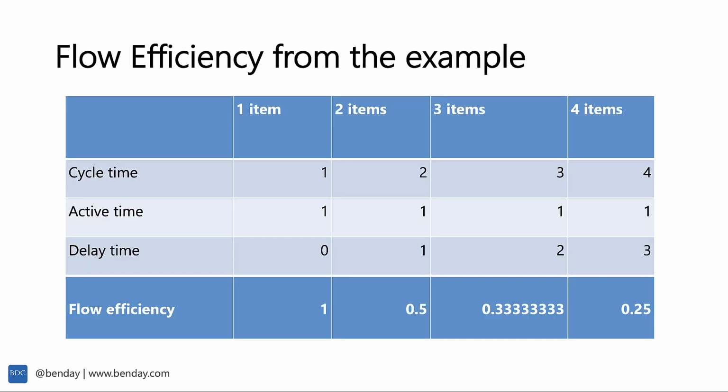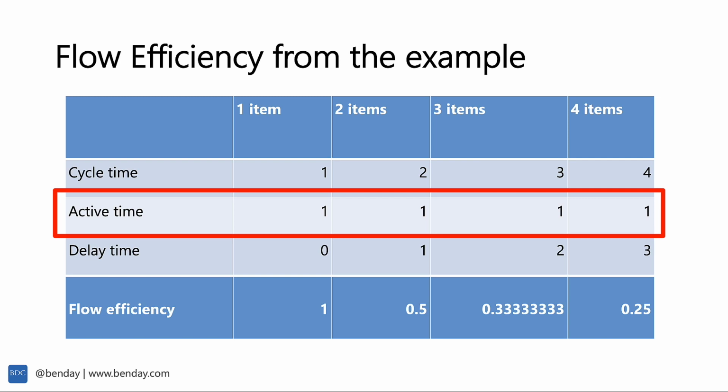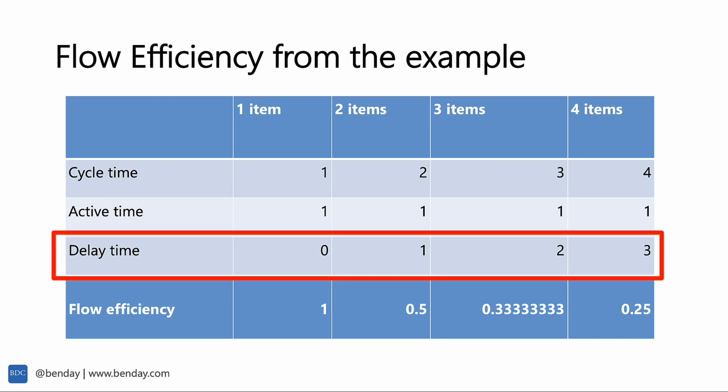And if we go back to that 1, 2, 3, or 4 item example we just did, we had the cycle time going up, 1, 2, 3, 4. Active time stayed the same because the work was pretty much the same, but the delay time was going up on each of those items. If you're doing one item at a time, the delay time is 0. If you're doing 2 items at a time, you're 50-50, so you have delay time of 1. 3 items, it's 2. It takes 2 extra days to get out. 4 items, you've got 3 extra days that are just sitting around for delay.